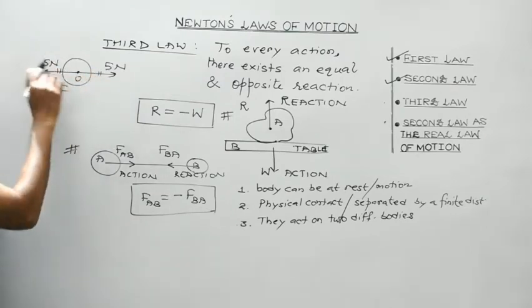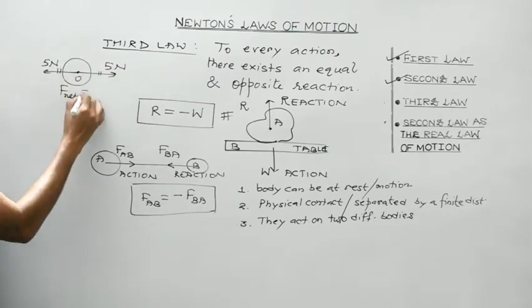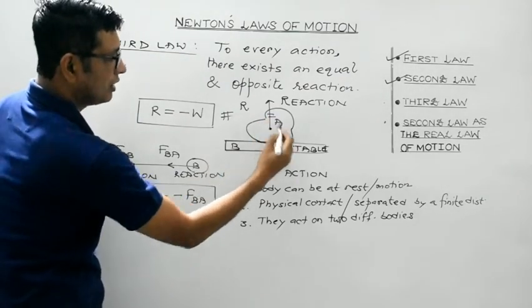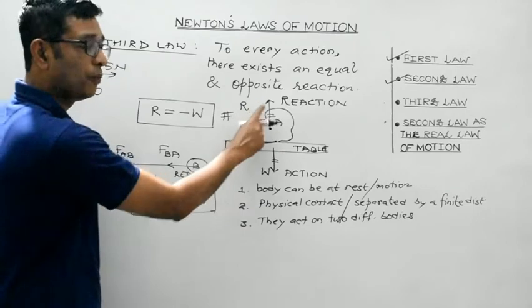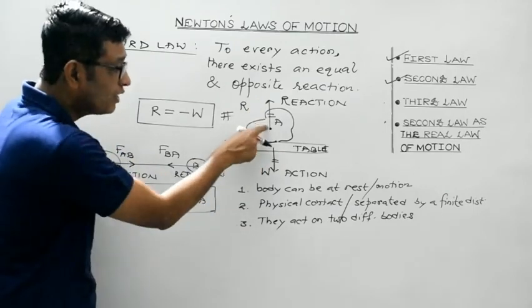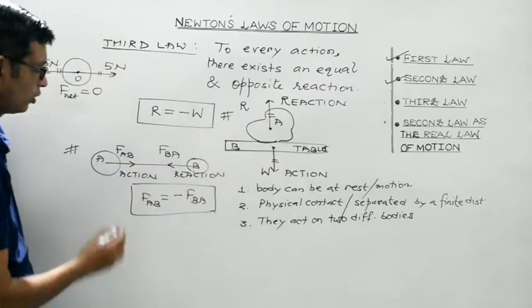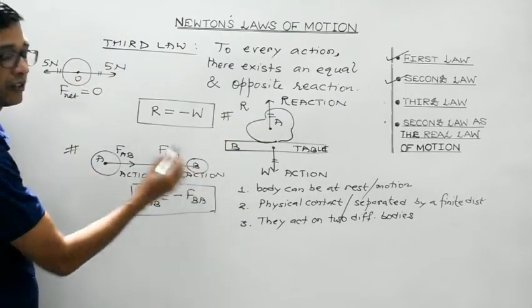So here they will cancel out the effect of each other. Net force will be equal to 0. But here these two forces are equal in magnitude and opposite directed, but they are acting on two different bodies. They are not acting at the same point.